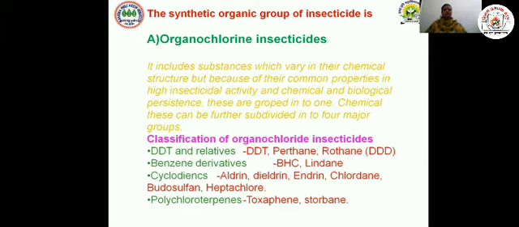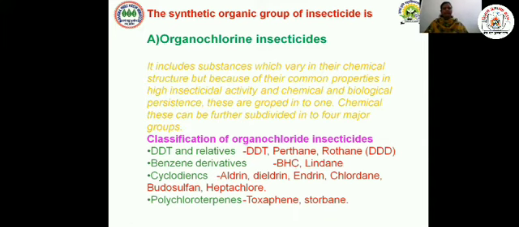This type of insecticide, are you getting it? These are substances which vary in their chemical structure, but because of their common property, which is common to all organochlorine insecticides, they have high insecticidal activity and chemical and biological persistence. That's why they are grouped into one.